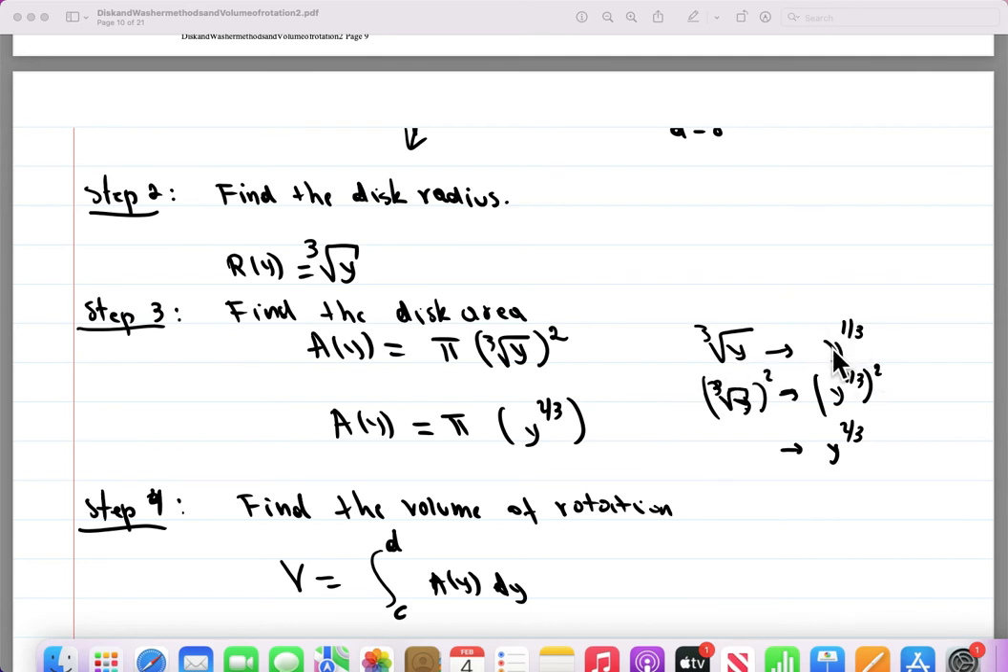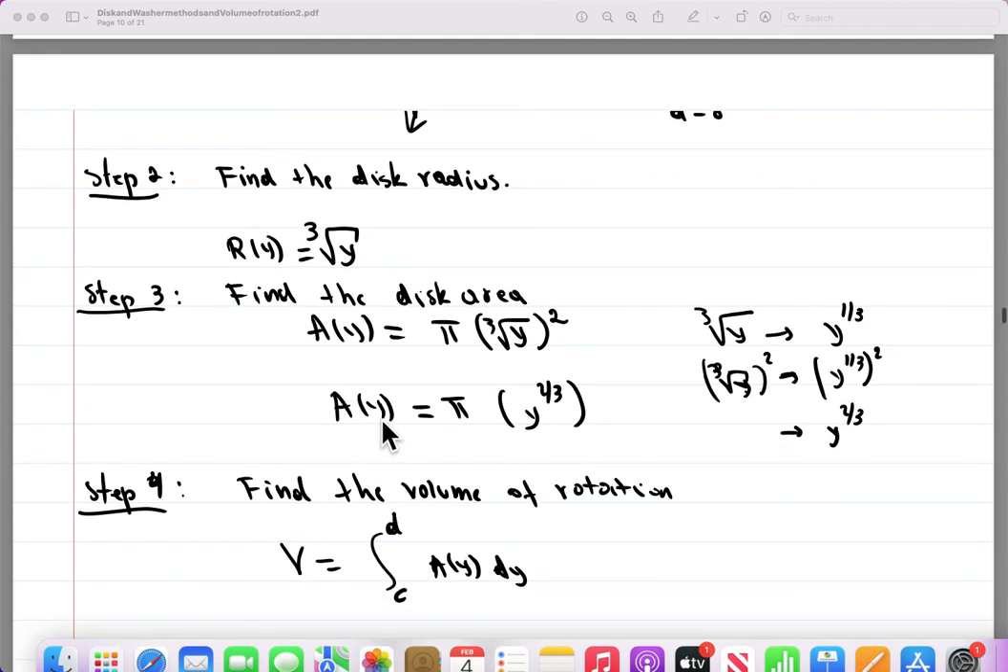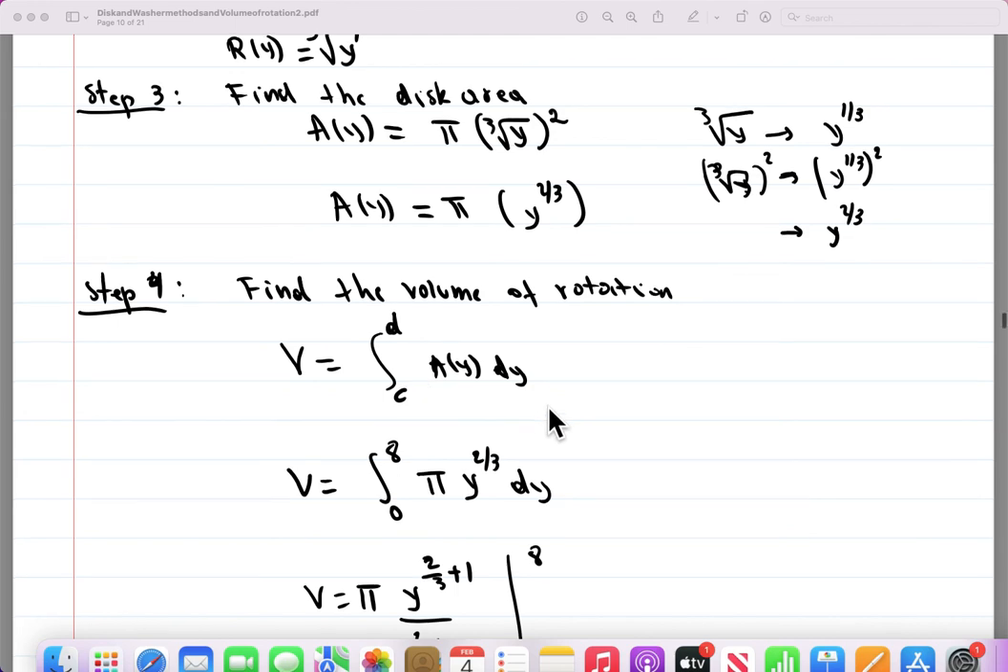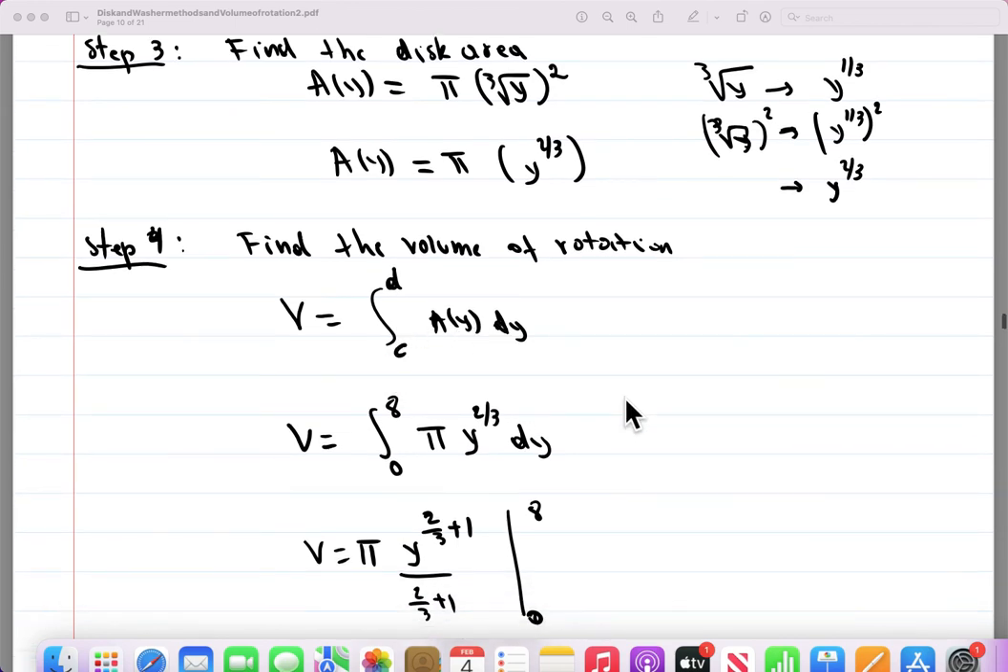I just want to mention this. Cube root of y is actually y raised to 1/3. So when you square the cube root of y, you write y raised to 1/3, squared. But by the property of exponents from pre-calculus, when you have two powers like this, you're going to multiply them. You're going to take 2 times 1/3, which is 2/3 as the power of y. So we can say A of y equals pi times y raised to 2/3. And then we're going to find the volume, we're going to integrate from c to d of A of y dy.